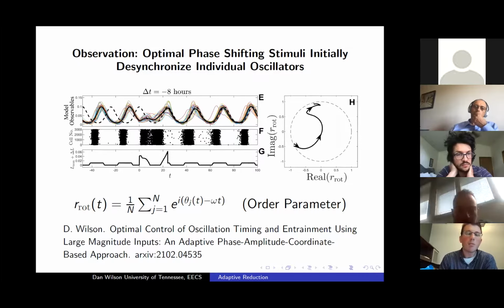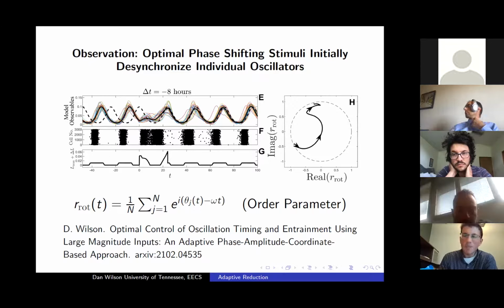Likewise, we have the same story for a minus 8 hour time delay. So initially we have this input which desynchronizes, and then we resynchronize to the new correct time zone, going through the middle here and re-emerging at the correct location with respect to the 24-hour light and dark cycle.